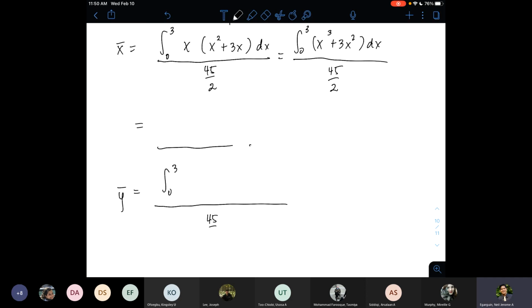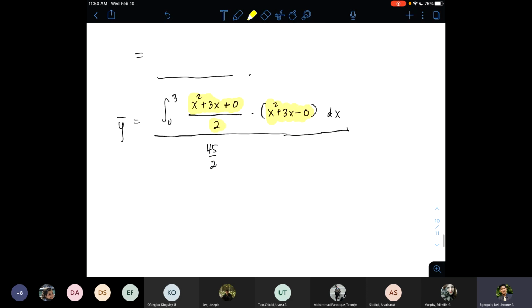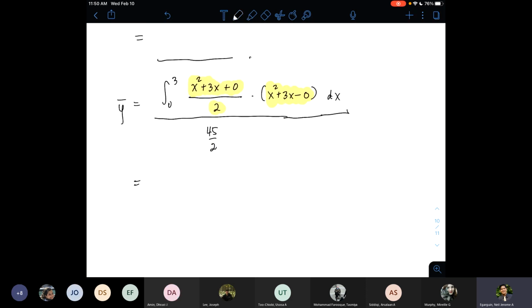but it would still be over the area, and it would be weighted y values. Well, again, we'll have x squared plus 3x plus 0 this time, all over 2, times x squared plus 3x minus 0 dx, right? Remember, this is f of x minus g of x. This is f of x plus g of x all over 2. Okay. And so if we simplify, it's going to be 2 over 45, integral from 0 to 3. Oh, there would be a 1 over 2 there, so I'll put the 1/2 outside, and then I'll have x squared plus 3x quantity squared dx.